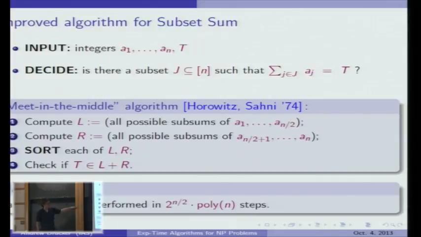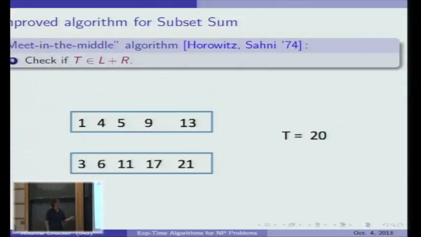I haven't fleshed out exactly how to do these steps, but the claim is that each of these steps can be performed in essentially 2 to the n over 2 time with some polynomial overhead. For the first two, this is immediate. We're doing exhaustive enumeration over 2 to the n over 2 possibilities, and we're doing some arithmetic. For the sorting, we're sorting very large lists of size 2 to the n over 2, but sorting is a nearly linear time operation in the size of the list, so you basically get the same complexity. Finally, this last step is the only one where some slightly new idea is needed.